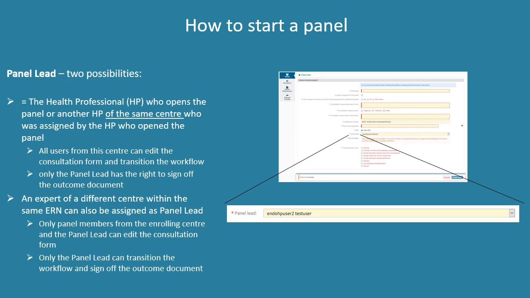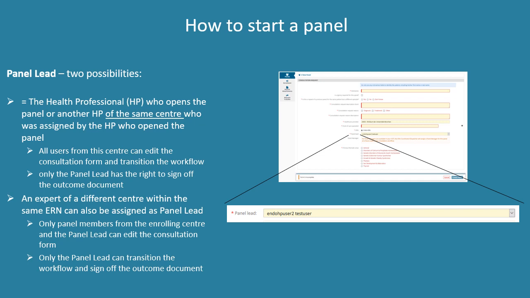There are two different roles in a panel which can be assigned to different persons. The first one is the panel lead. There are two possibilities who can take over the role of the panel lead. The first option is the health professional who has opened the panel, or another health professional of the same center who was assigned by the opening health professional.